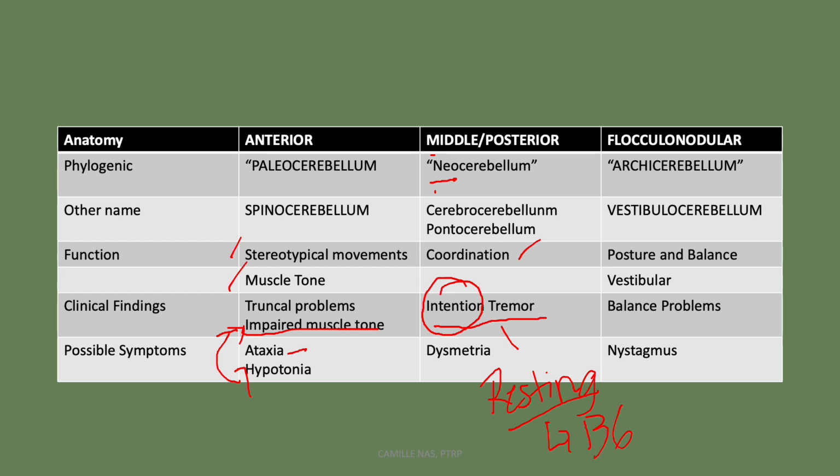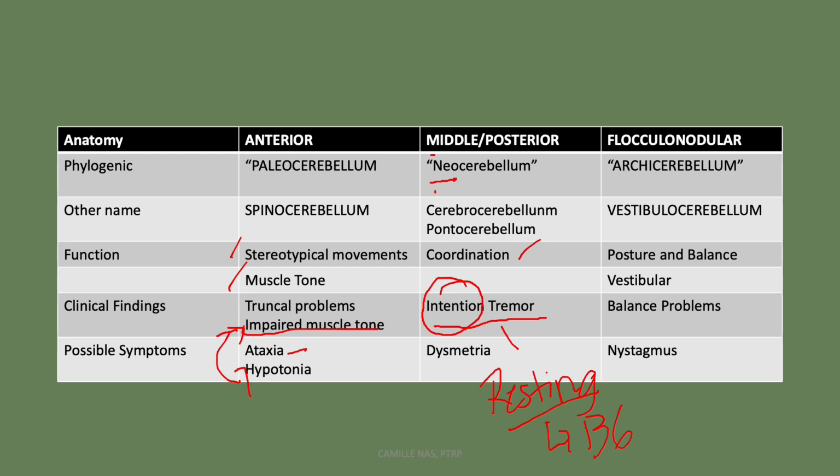A possible symptom could be dysmetria, which is overshooting. Say for example you instruct your patient to reach your finger. You hold a finger in front of your patient, and ask the patient to point his or her finger from the nose to your finger, repeated 10 times. If there is dysmetria, you would see that your patient has a tendency to overshoot your finger. That's a sign of dysmetria, and that's a problem with your neocerebellum.